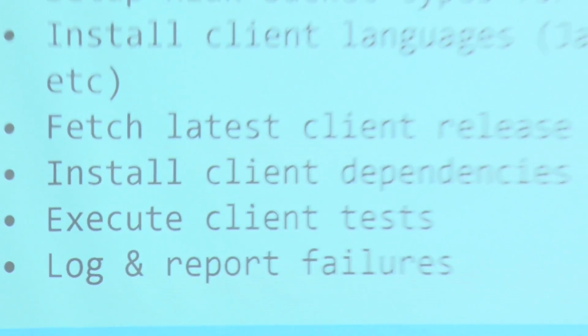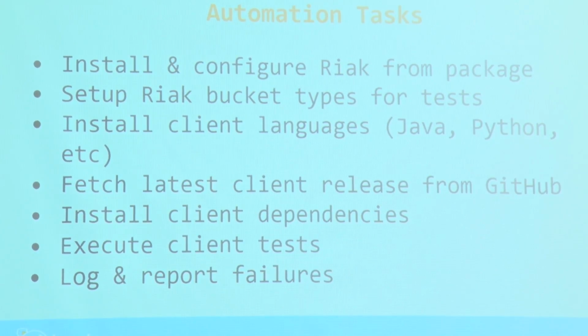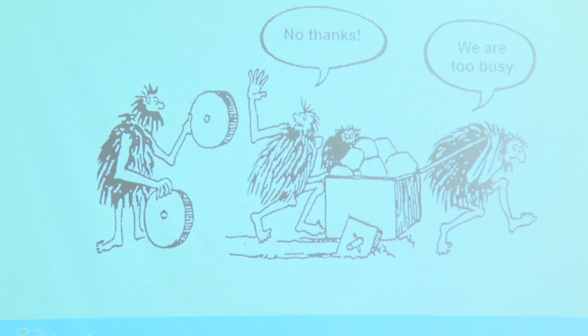And so we moved forward, and these are the tasks we attempted to accomplish. Installing and configuring Riak from packages, setting up Riak bucket types for tests, installing all the client languages in their environments, fetching latest client library releases from GitHub, client dependencies, executing the tests, and don't reinvent the wheel. Make use of Ansible Galaxy. There's a lot of good work out there. Take advantage of it.